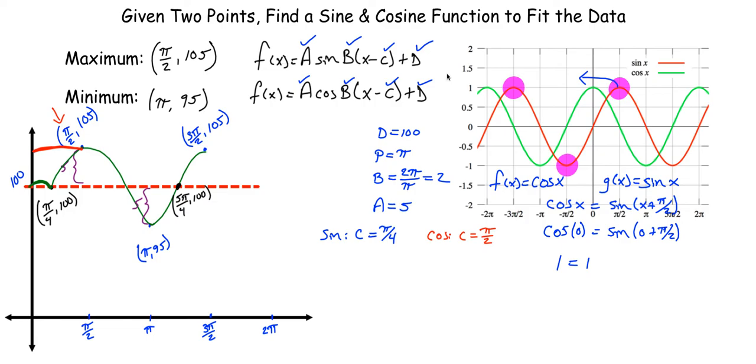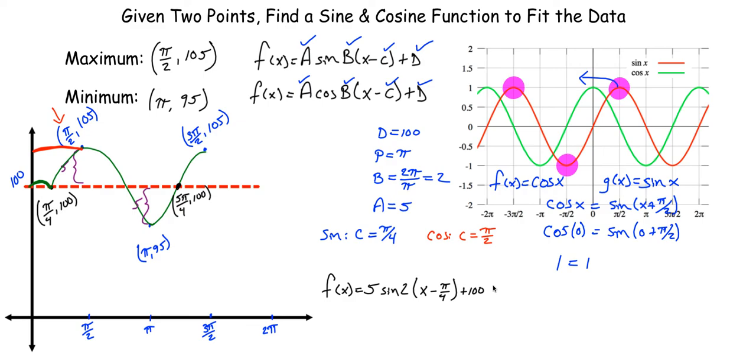First, we're going to do the sine. We have f of x is equal to our amplitude, which was 5, times the sine of b, which in this case was 2, times x minus our phase shift. In this case, it was pi over 4 to the right. So x minus pi over 4, plus our midline, which is plus 100.